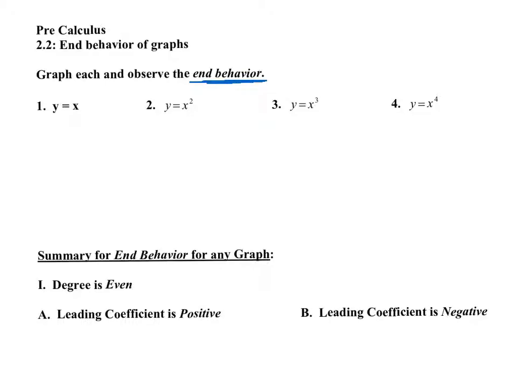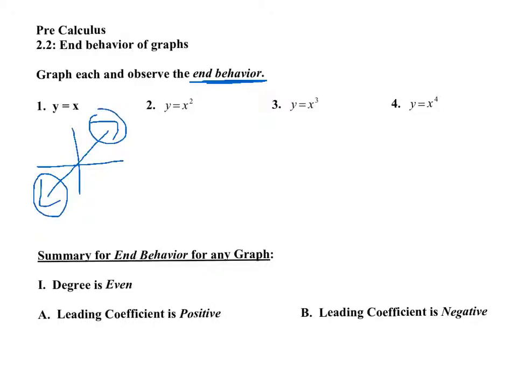Basically what this means is what happens to the graph when you go to the left. Does it go up or down? What happens to the graph when you go all the way to the right? Does it go up or does it go down? Well, if we get our first one, y equals x, we know that's just a line that goes up left to right. So we could say this is the end behavior. To the left it goes down, to the right it goes up.